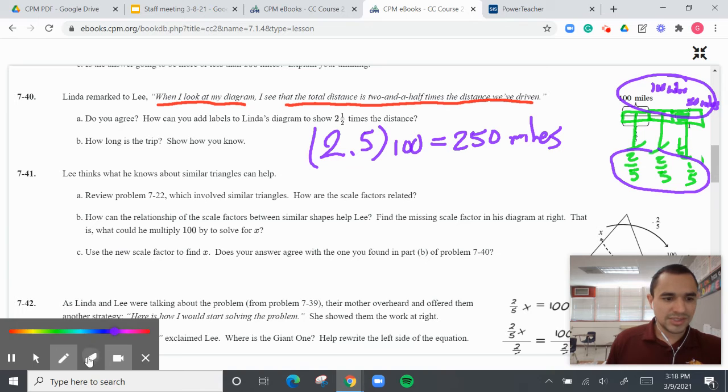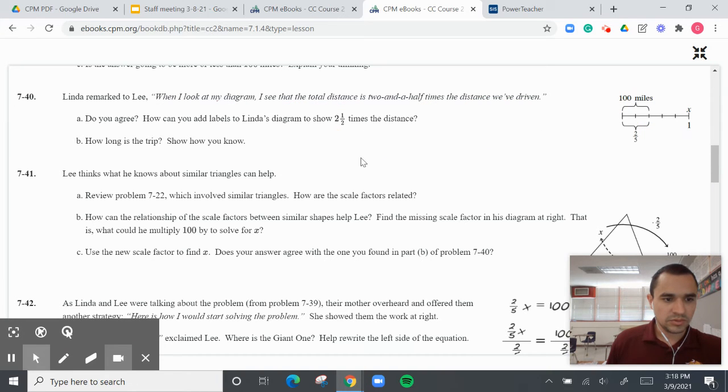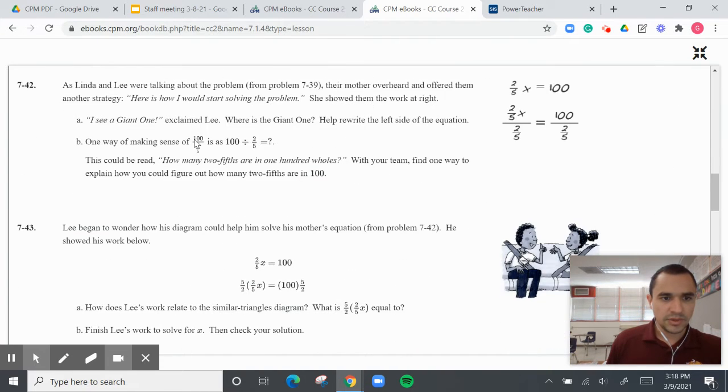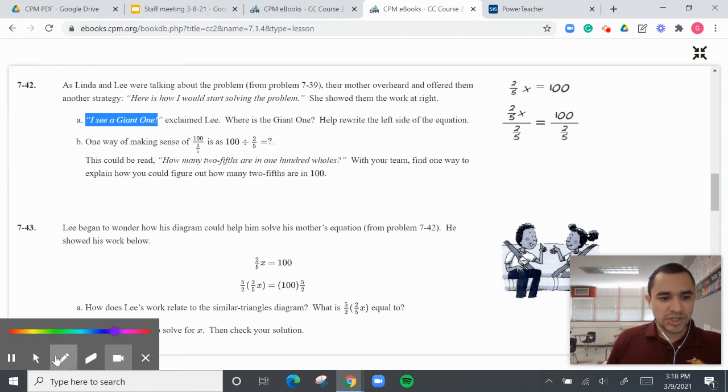All right, let's go to 742. As Linda and Lee were talking about the problem, their mother overheard and offered them another strategy. Here's how I would start solving the problem. She showed them the work at the right, and then they did this. "I see a giant 1," exclaimed Lee. So here's my giant 1.